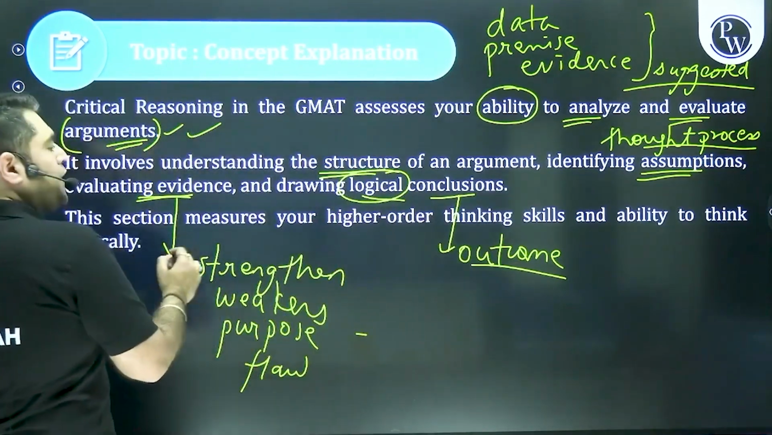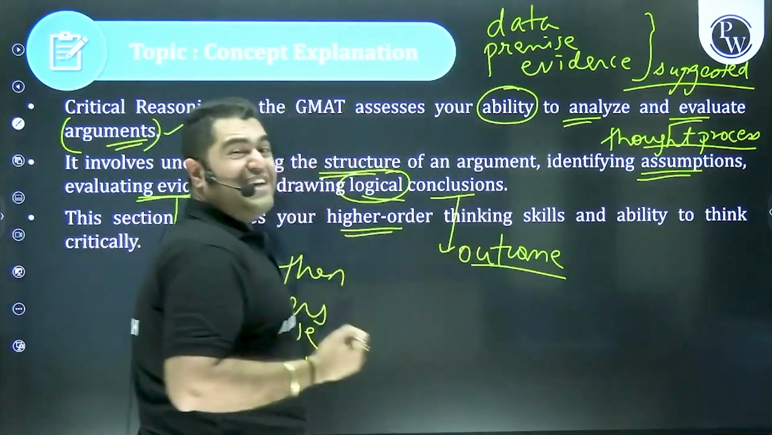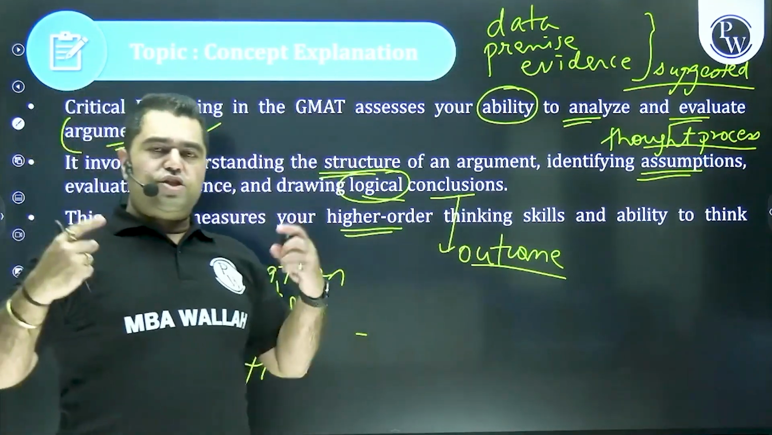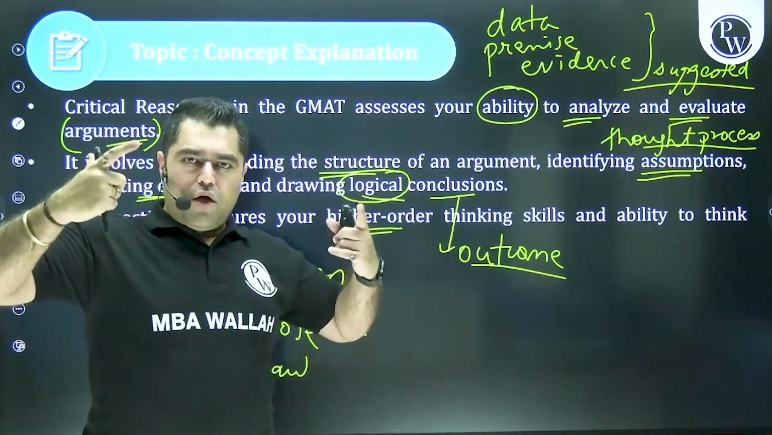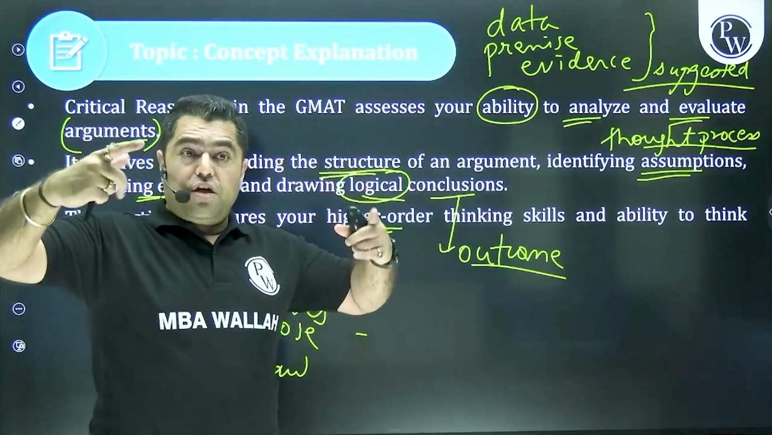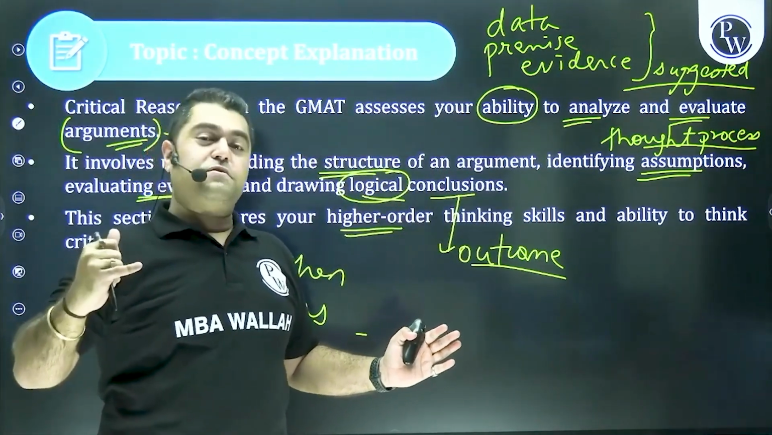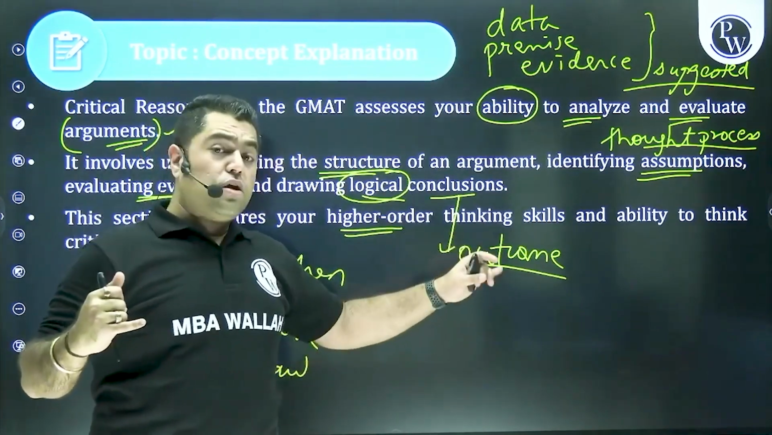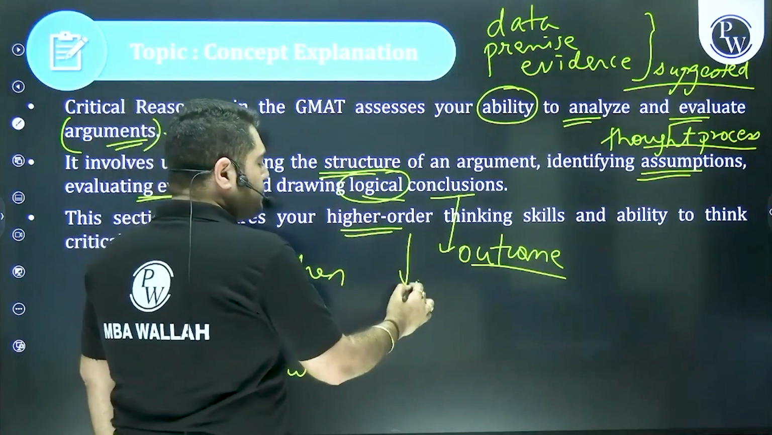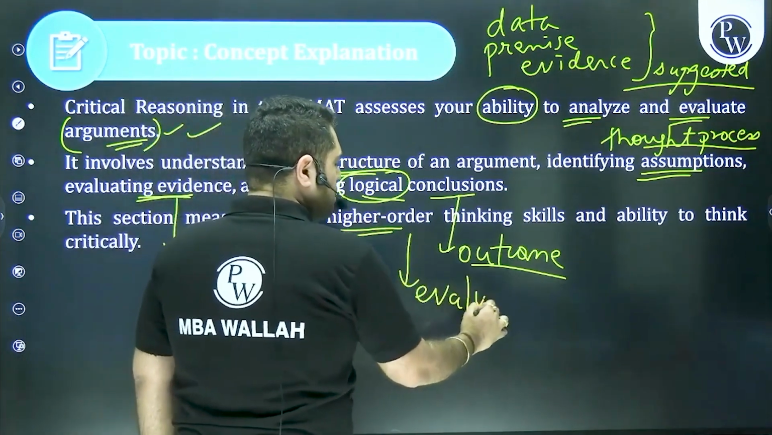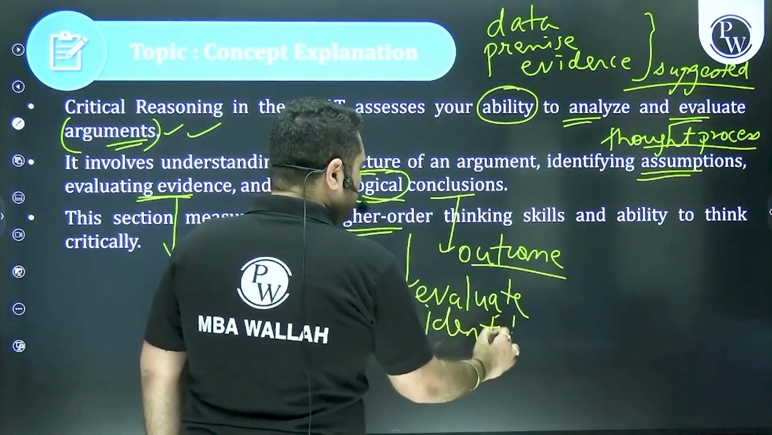And finally, it measures your higher order thinking skills. I like this. Because now what is GMAT expecting from you? GMAT is expecting that you have now become mature. You are going to become a manager. You are going to work internationally. Think, you guys. Think. So now you have become smart. So higher order thinking skills means it's going to test whether you are able to evaluate things, if you are able to identify the right kind of logic.